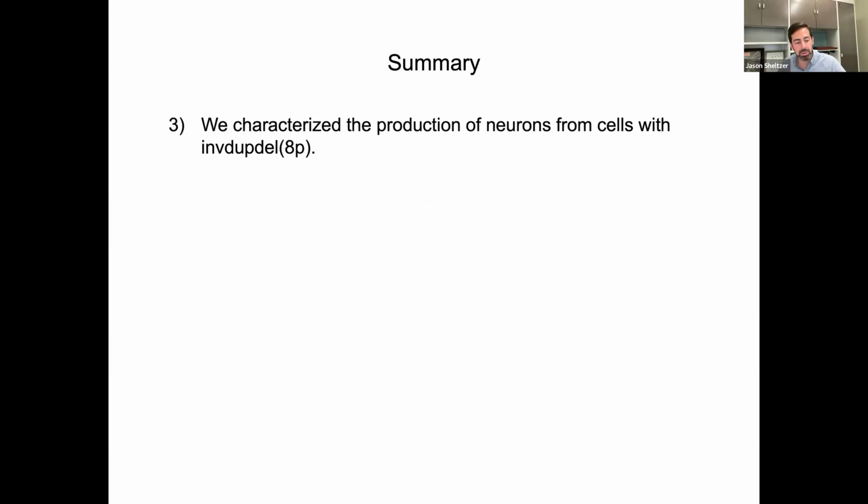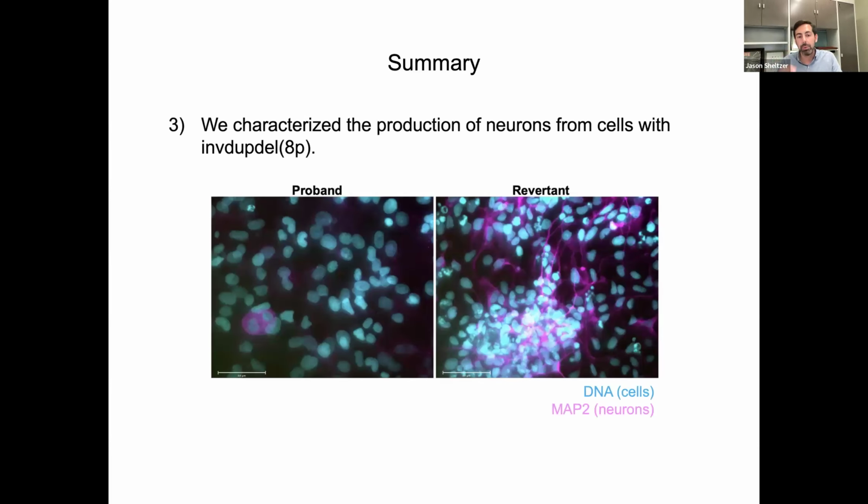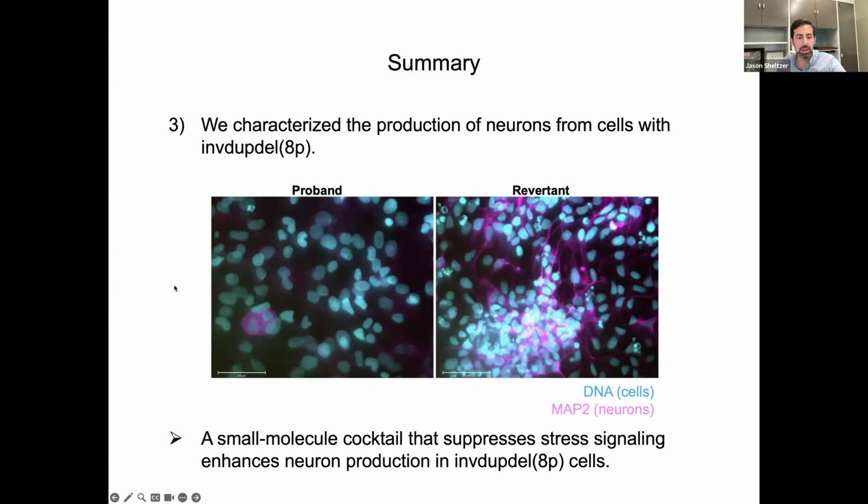Finally, we characterized the production of neurons from cells with the inversion duplication deletion on 8p. We found that 8p rearrangements by themselves significantly decrease the production of neurons from stem cells, which you can tell by the decrease in pink staining here, which is a marker of neurons. However, we also found that a small molecule cocktail that suppresses stress signaling in induced pluripotent stem cells was sufficient to significantly increase the production of neurons from these inversion duplication deletion 8p cells.